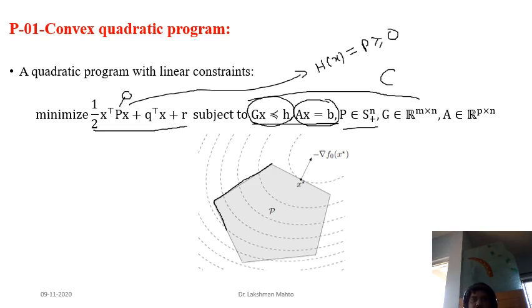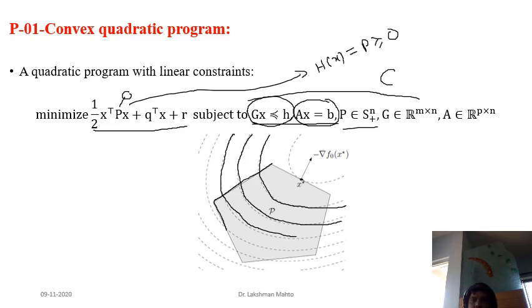Why? Because here if you draw this one, it is a quadratic objective function, and if you draw the corresponding contour line, then what is it? These are curves in nature, so it will just touch anywhere, not only at an extreme point, it may also touch on the boundary as well. So you can look into here.